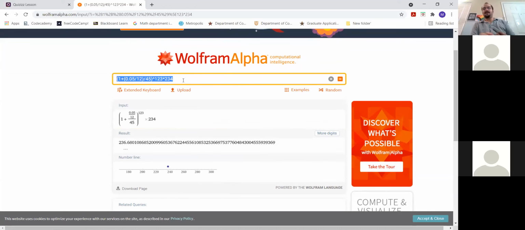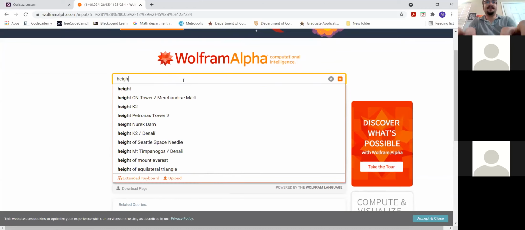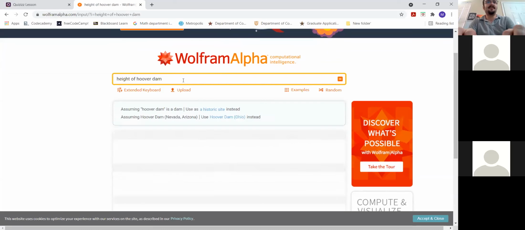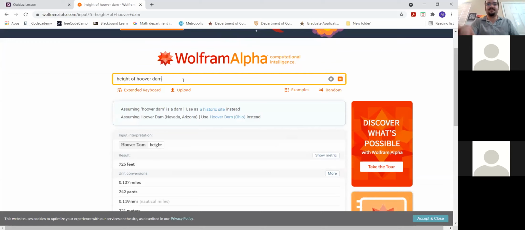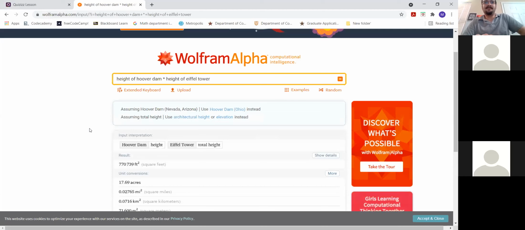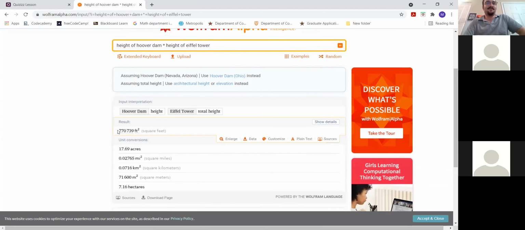That sounds useful. The weird thing you can do is like, does it have the height of the Hoover Dam? Yeah, see, it has stuff like this. You can do the height of the Hoover Dam by the height of the Eiffel Tower. Is that spelled correctly? Oh, look, and then we can get some crazy square feet. It doesn't really make a whole lot of sense, but if we had an area that was the height of the Hoover Dam by the height of the Eiffel Tower, that's how much area it would take up.